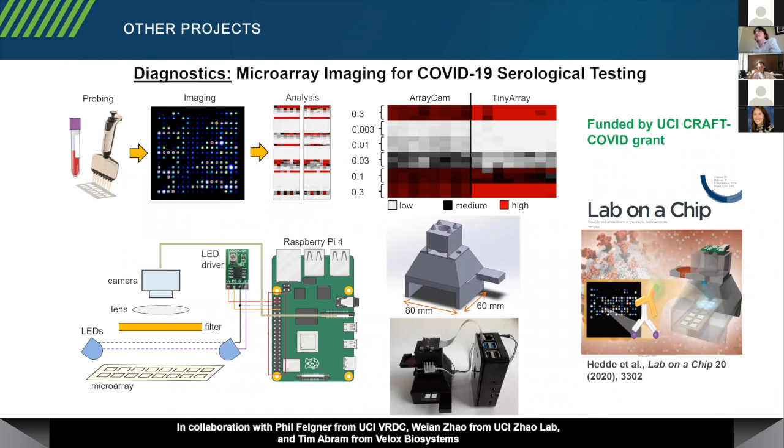Finally, I want to point out a very recent project that started in collaboration with the UCI Vaccine Research and Development Center and Zhao Lab for serological testing for COVID-19. They have a microarray with many different antigens where they can test your blood and see if you have antibodies against the virus. And we were working on the imaging end of that. You might have recently got an email from UCI where they invite you to participate in a study. So we are starting a 7,000 people study here at UCI to investigate the exposure of the community to this virus.